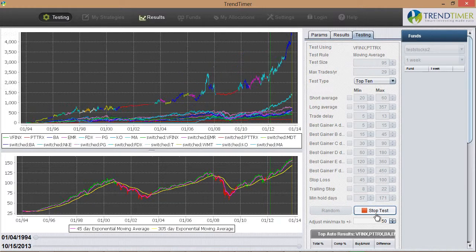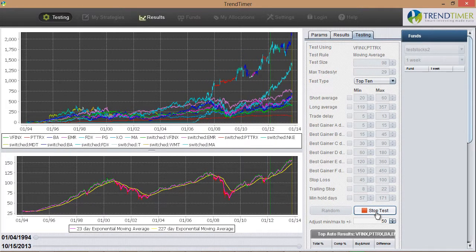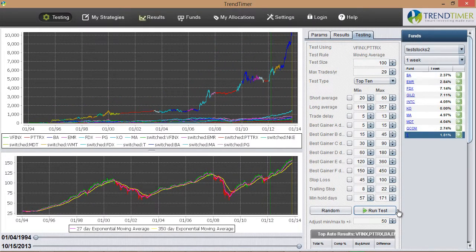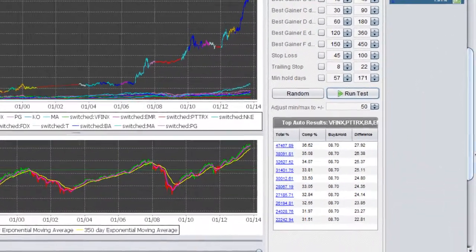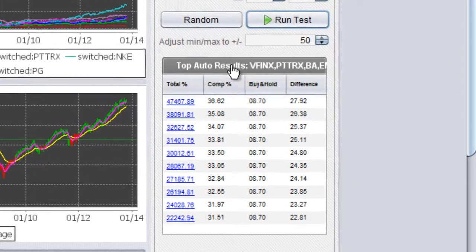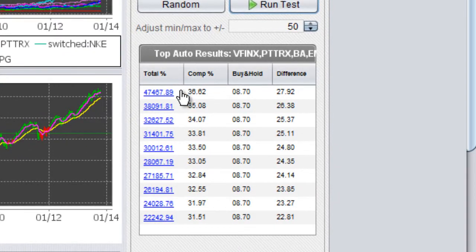It looks like the tests are just about finished. Okay, so the testing is finished, so I'm going to scroll the screen down here, and we can see that there's a top auto results section here, and it's got the top 10 results that are saved. It looks like our top performing test had a compound annual gain of 36.62%, and then it goes down from there. The bottom test is 31.51%. So all of these are a better result than what we started with.